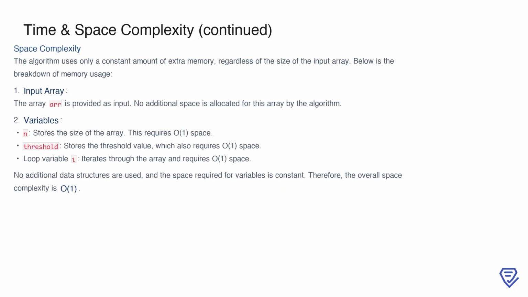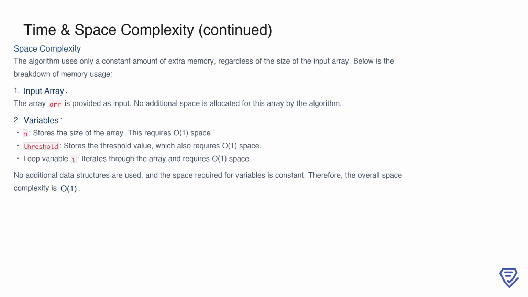When analyzing space complexity, the algorithm is highly efficient because it uses only a constant amount of extra memory, regardless of the size of the input. The input array ARR is given and requires no additional space allocation by the algorithm. The variables used, such as n to store the size of the array, threshold to store the computed threshold value, and the loop variable I, each occupy a fixed amount of space, or O(1). Importantly, no additional data structures or memory allocations are introduced during execution. Therefore, the overall space complexity of the algorithm is O(1), which is the minimal possible memory usage for a problem like this.